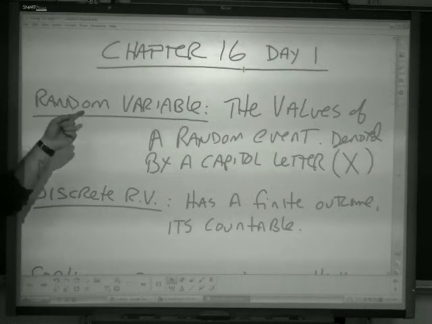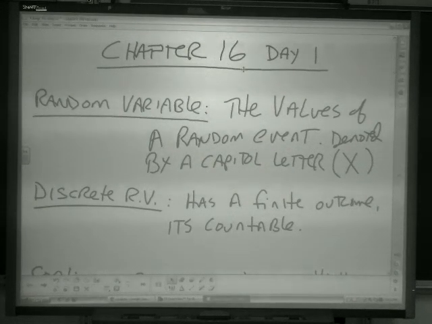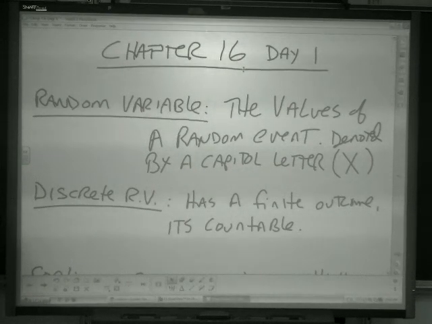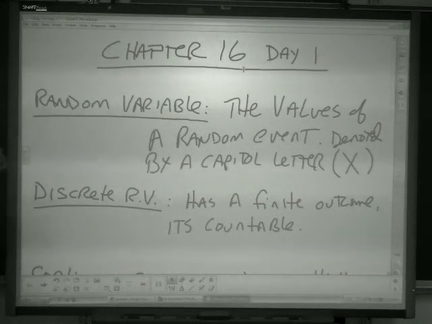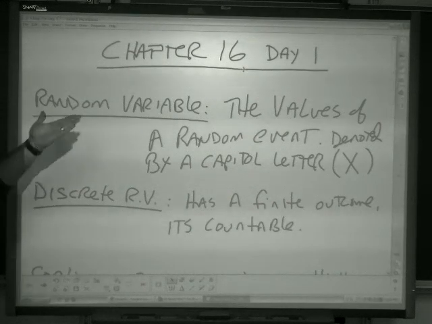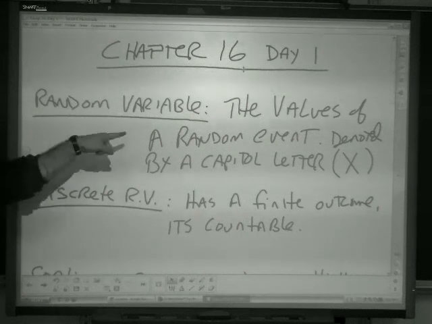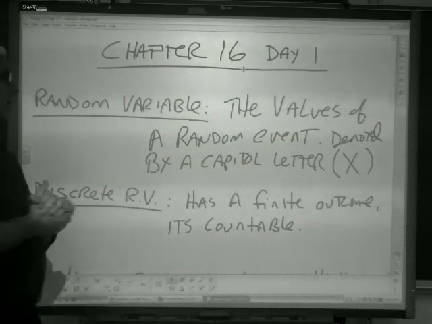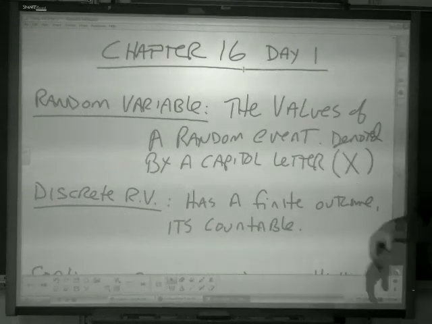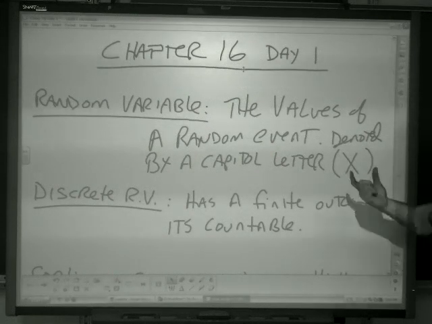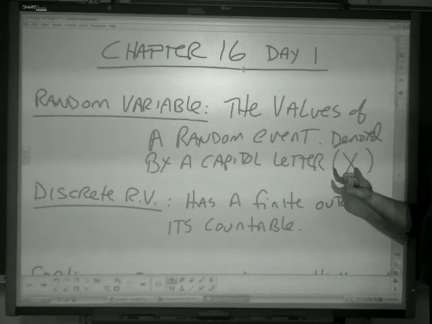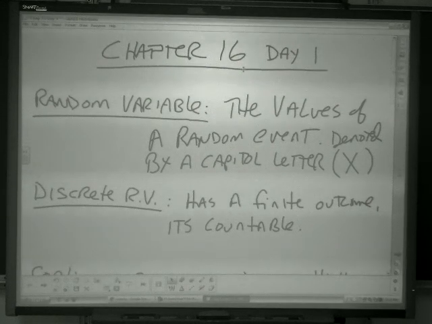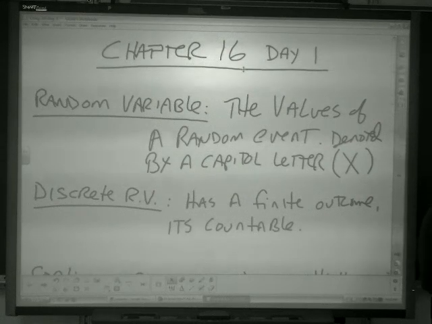And the first definition is random variable. If we think about those two words, variable, it's a value that can take on a variety of meanings. And random, we're not sure what's going to happen. So a random variable is defined to be the value of a random event, denoted usually by a capital letter. We use capital letter X or capital letter Y or Z, probably the three most common, to represent that random variable. And we'll talk more about random variables as we move through the chapter here.